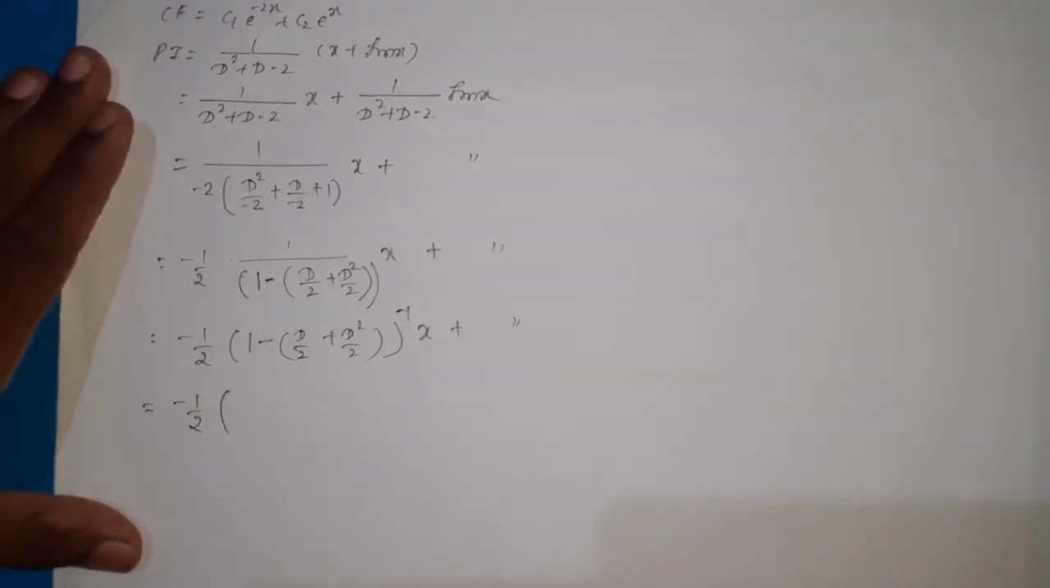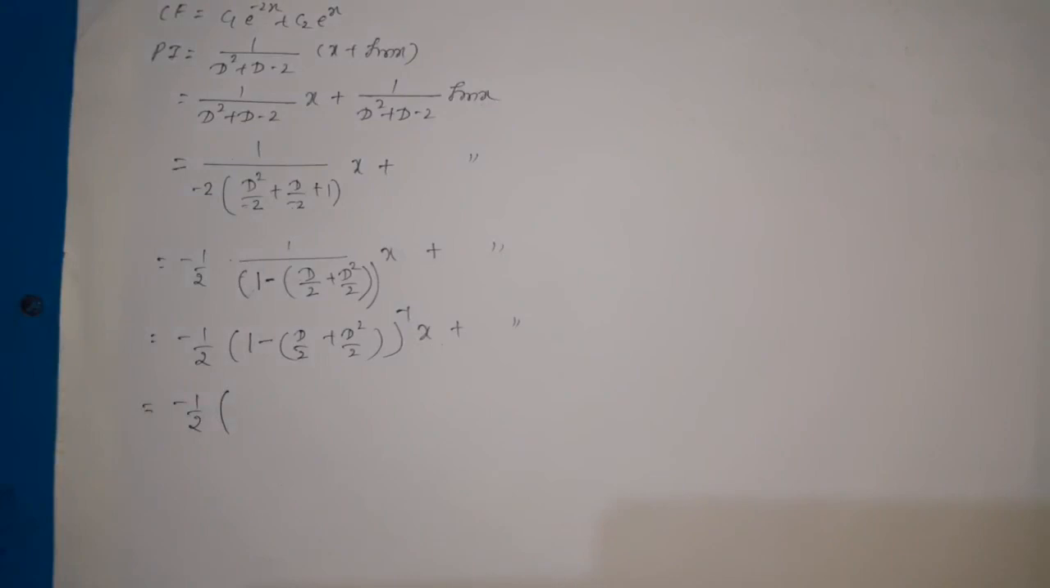Now it is of the form 1 minus x whole power minus 1. So whenever 1 minus x whole power minus 1 is there, in that case the expansion will be 1 plus x plus x square and so on. So here look at the power of x. The power of x is 1 here, means we can consider maximum first order derivative, means the power of d should be equal to 1 only. If the power of d is greater than 1, then ignore them.